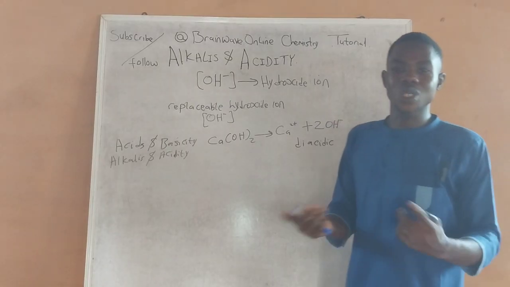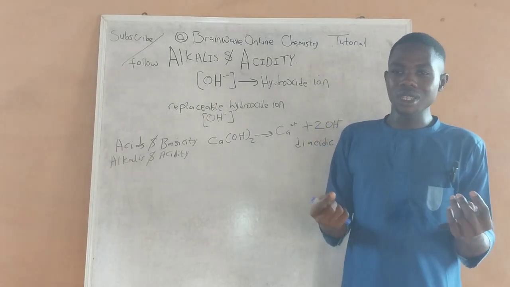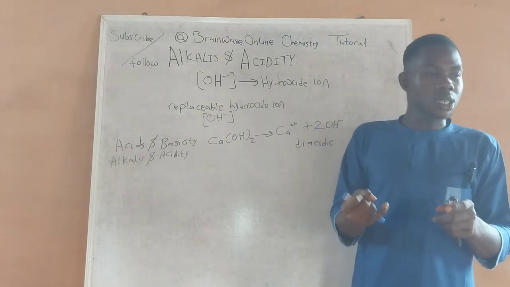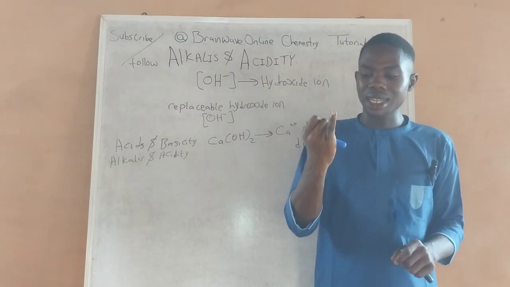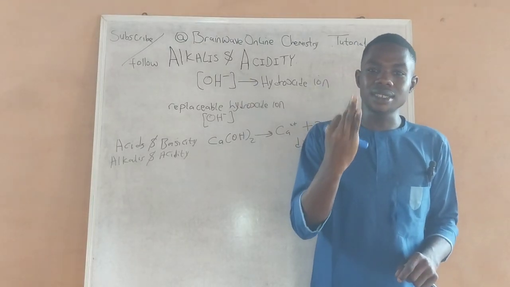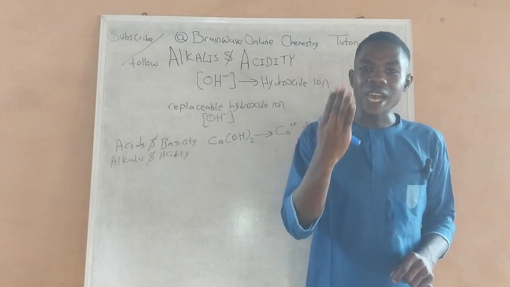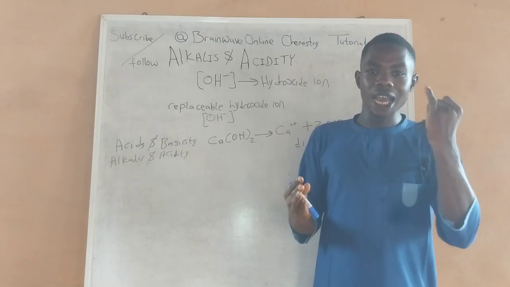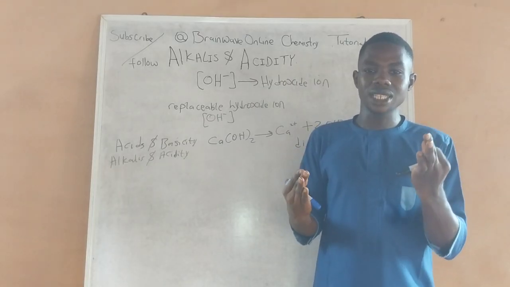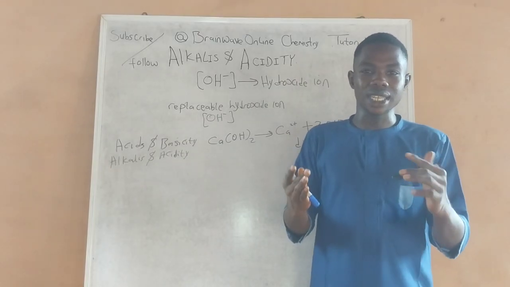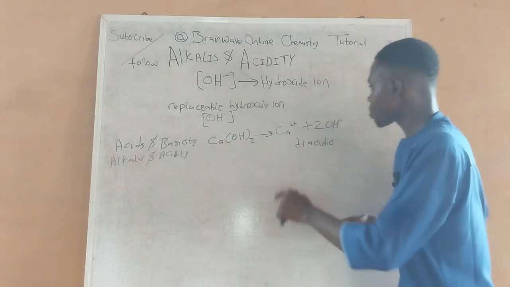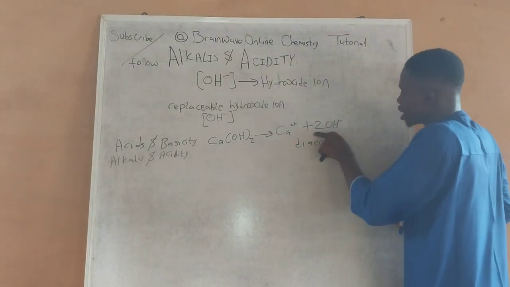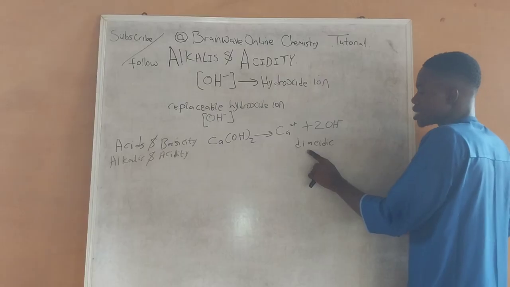Please don't forget that mono is 1, di is 2. For those of us that don't have an idea of this, please take note that mono is 1, di is 2, tri is 3, tetra is 4, penta is 5, hexa is 6, hepta is 7, octa is 8, nona is 9, while deca is 10. Now, the number of hydroxide ion here is 2, so we call it diacidic.